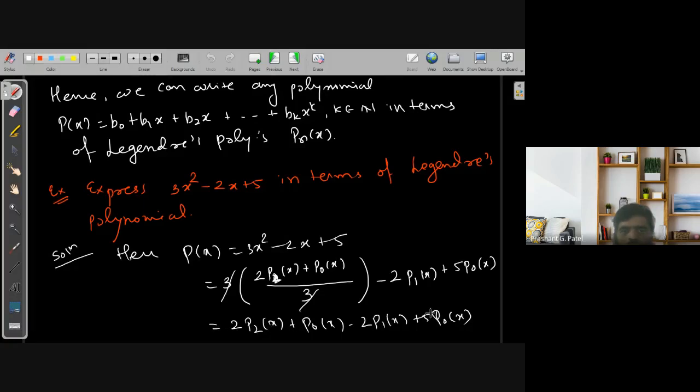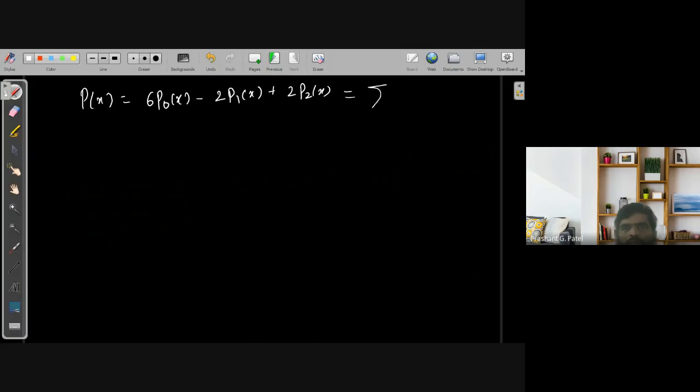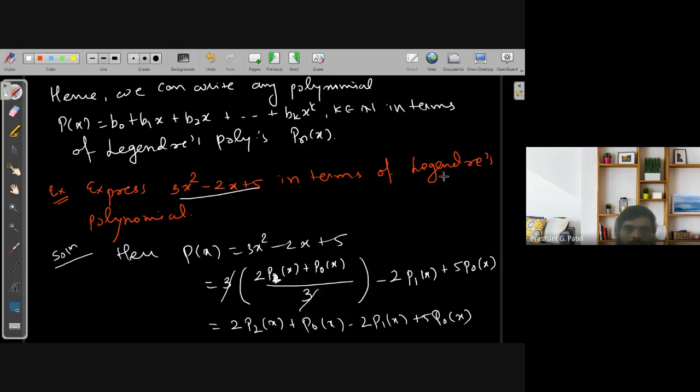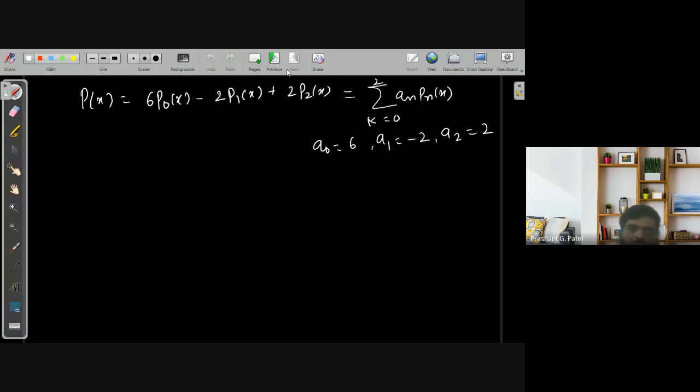So this is 2 times P2 of x plus 5 plus 1, 6 times P0 of x. If you write this in the form of summation, n running from 0 to 2, an Pn of x, then your a0 is 6, a1 is minus 2, a2 is 2. So I have expressed this polynomial in terms of Legendre polynomials. In a similar manner, any polynomial can be expressed in that form.